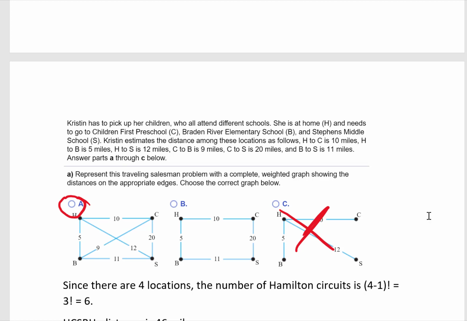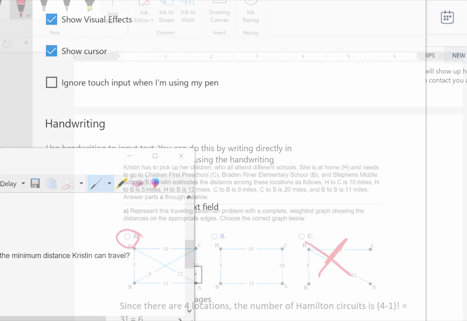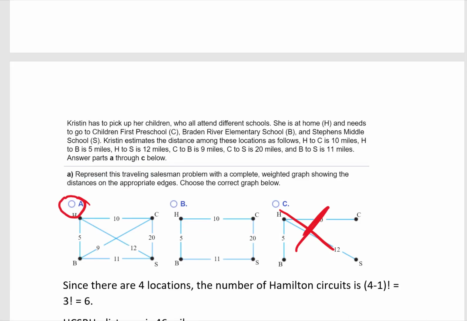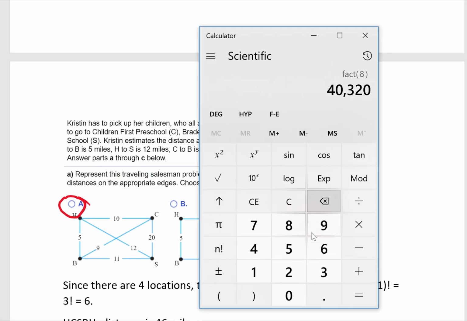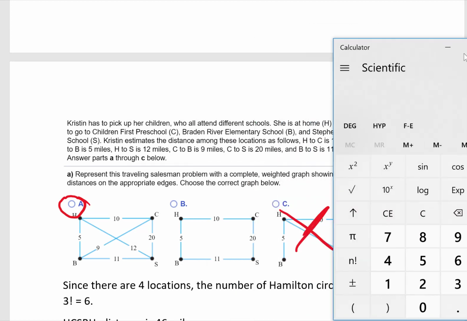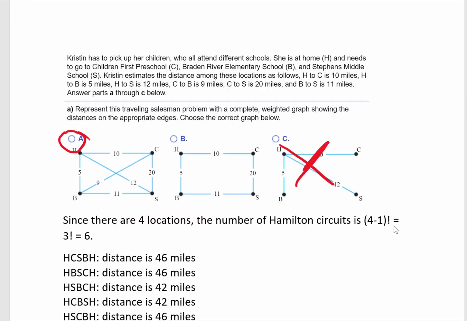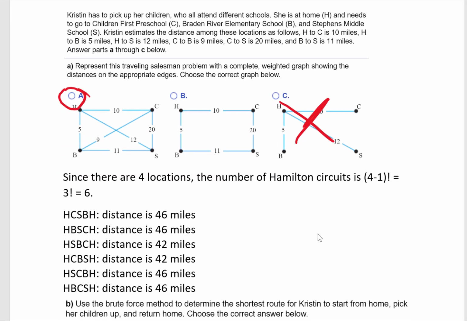And since there's four locations, the number of Hamilton circuits is going to be 4 minus 1 factorial, or 3 factorial, which, I pull my calculator over here, is equal to 6. So there are 6 different Hamilton circuits. And what I did here was go ahead and write out those circuits and calculate the distances. And just to give you an idea how I did that.